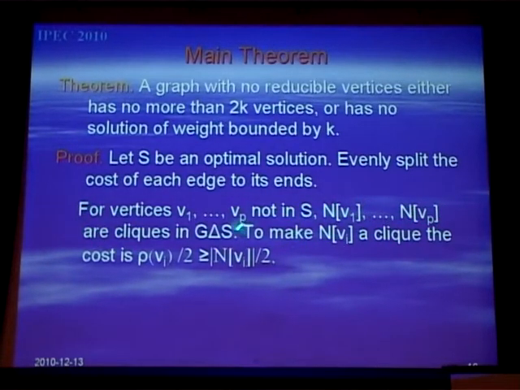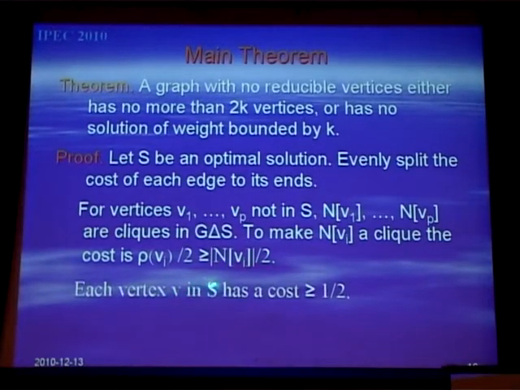Okay, and for each of those vertices, because the vertex is not reducible, they must satisfy this condition. That condition really means that for each such clique, the vertex in average, because this cost is larger than that, has a cost of at least a half. On the other hand, for each vertex which is already in S, that means there's one edge operation applied on that. One edge operation has a cost of at least one. So if we split to each vertex, each vertex has a cost of at least one half. So they also have one half.